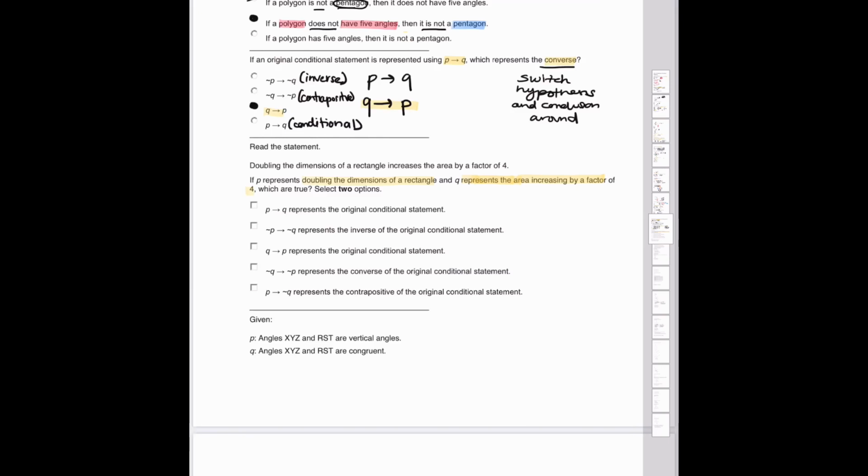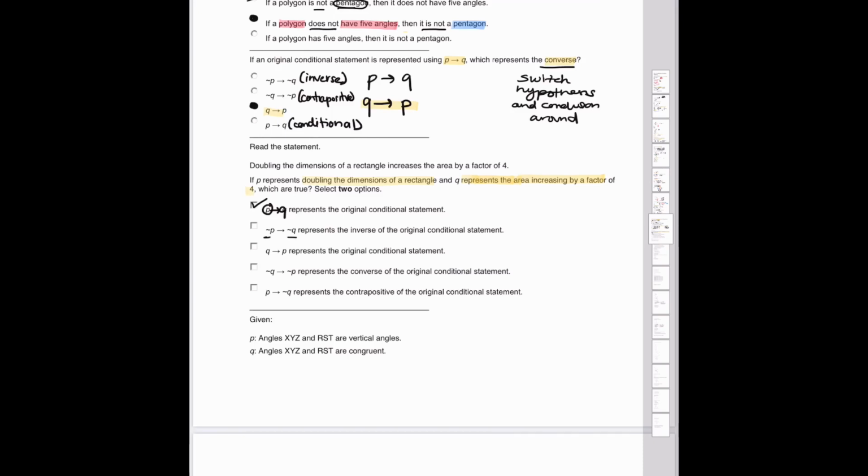P/Q represents the original conditional statement. Well, that is correct. Why? Well, because we have if P, then Q, right? Next question.